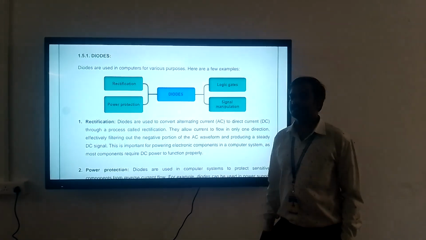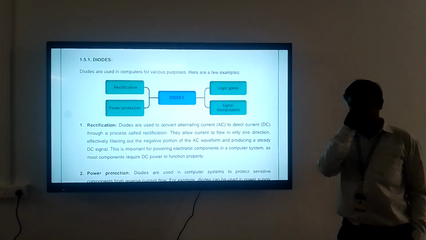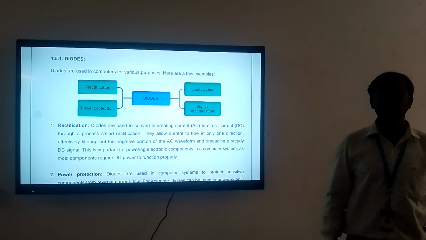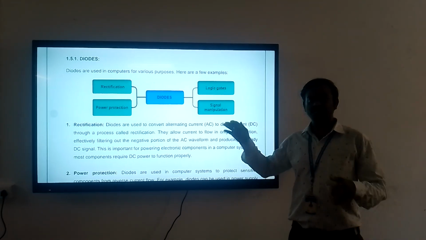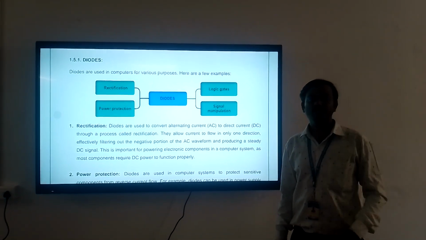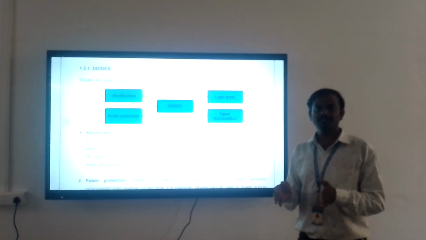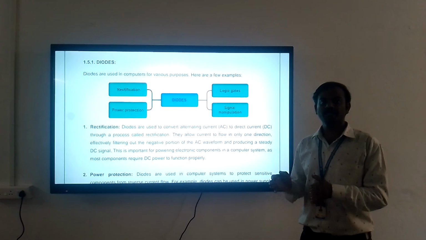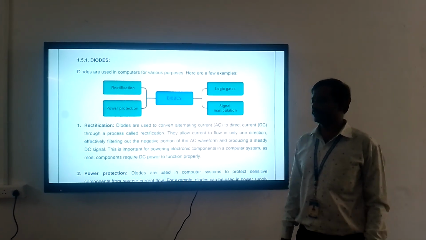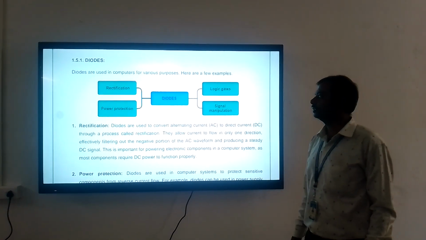Today we are going to discuss diodes, transistors and MOSFET. This is the second half of the unit. We are going to discuss the applications of this kind of electronic devices in computer technology. First of all, we are going to discuss diodes.